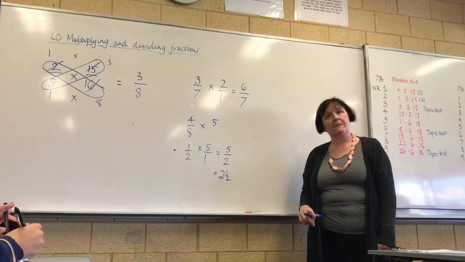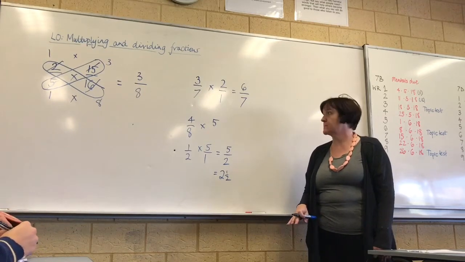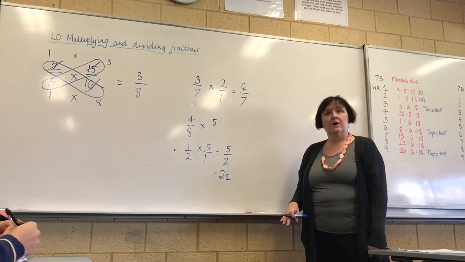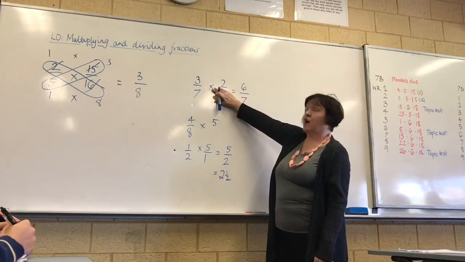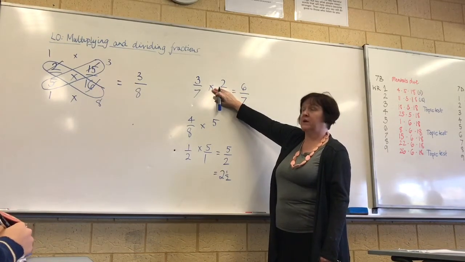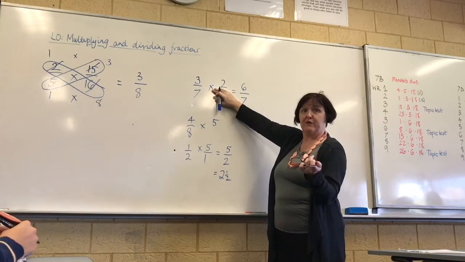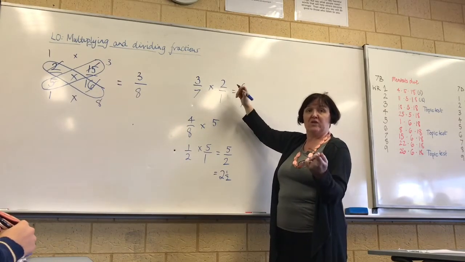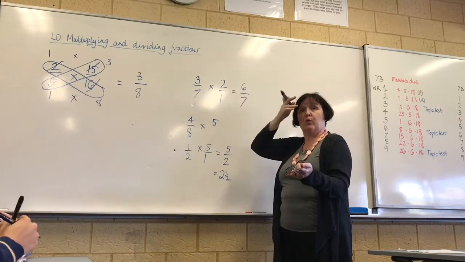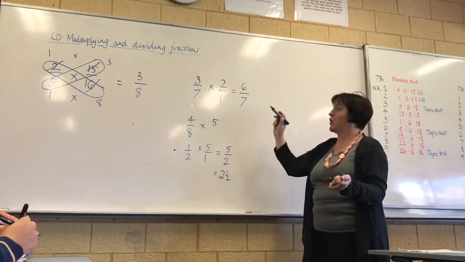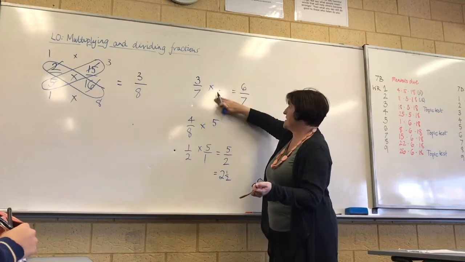I just don't get how you got 2 over 1. Did you start off with 2? Yes, it started off with a whole number of 2. Right. And so in order to be able to multiply them, you have to make them both fractions. So you make 2 whole ones into a fraction by putting it over 1. I get that. Okay.